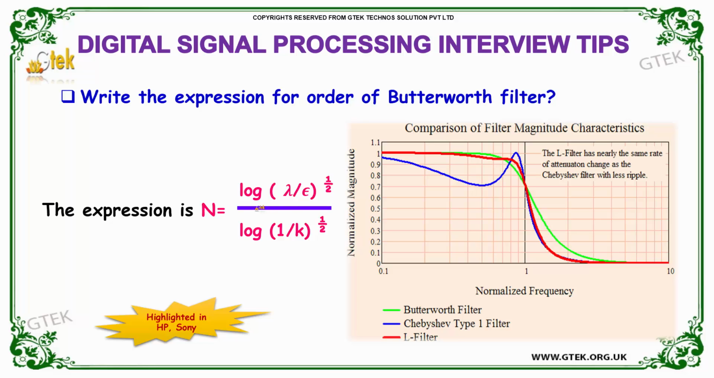Here we have the next question. Write the expression for the order of Butterworth filter. The expression is N equals log of (lambda divided by epsilon) power 1 by 2, the whole divided by log of (1 by k) power 1 by 2. So this is the expression of Butterworth filter.